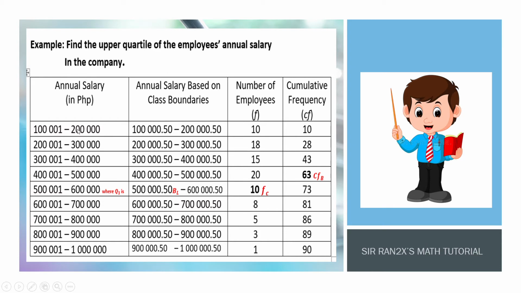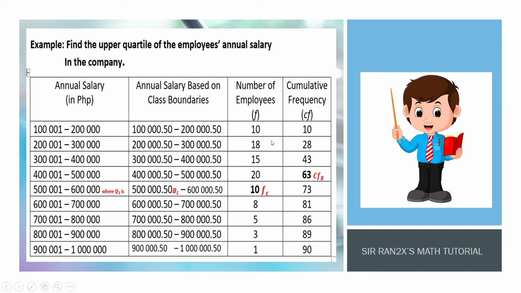Look at this example. You can see that the class interval is from 100,001 to 200,000. The 100,001 is the lower limit, and we get the boundary of that one by subtracting 0.5. All these ones here, subtract 0.5, and in the right you add 0.5, and that way you can write the boundaries. Okay, so that's how we get it.